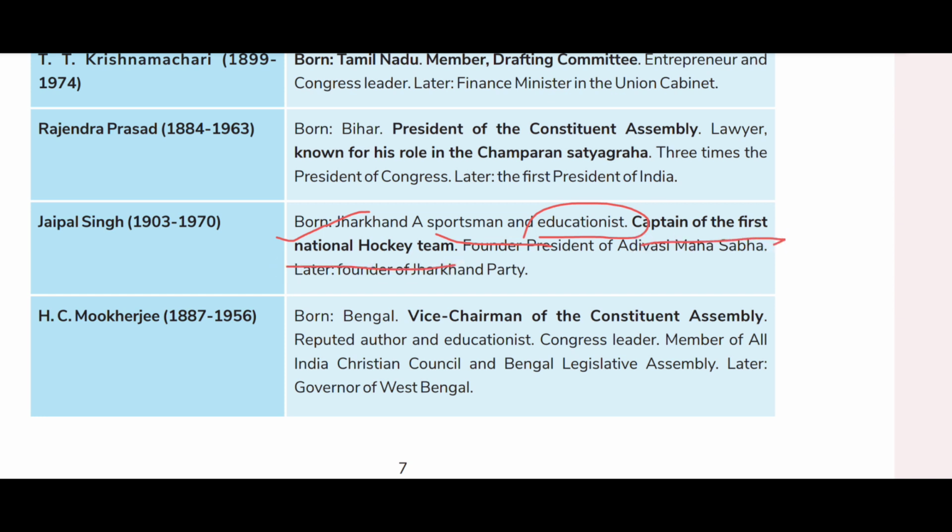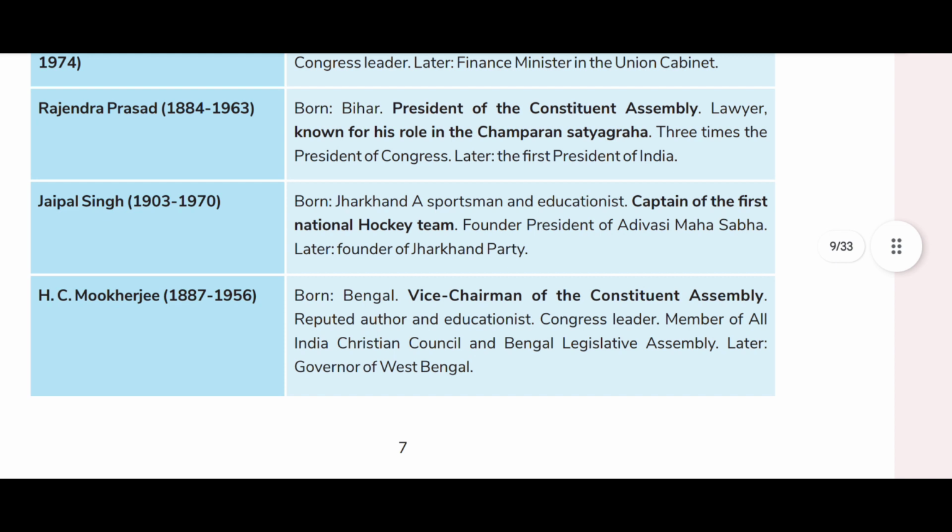He was the captain of the first national hockey team. He was founder and president of Adivasi Mahasabha. Later, he became the founder of Jharkhand Party. H.C. Mukherjee, born in 1887 and died in 1956.